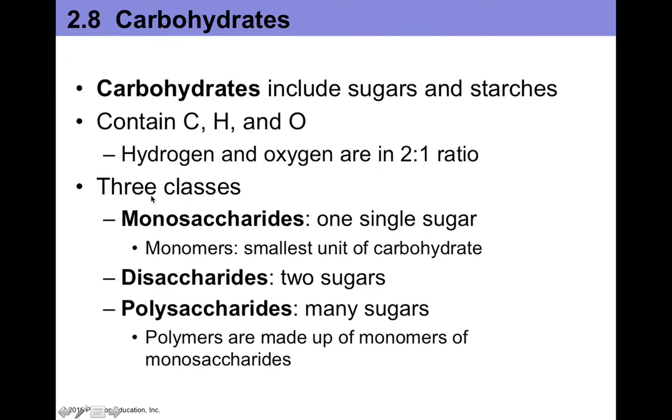There are three major classes of carbohydrates. We've got the monosaccharides, disaccharides, and polysaccharides. Monosaccharides include one single sugar, so this is the monomer version of a carbohydrate, and it's the smallest unit of carbohydrates. Disaccharides are where you have two monosaccharides linked up in a chain, and a polysaccharide is where you have many sugars in long chains, which are polymers. So some carbohydrates are actually polymers of sugars.